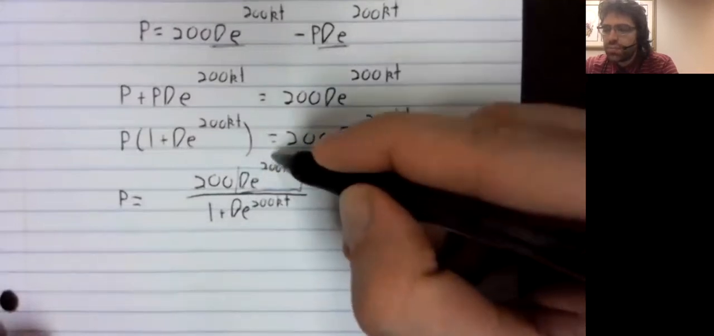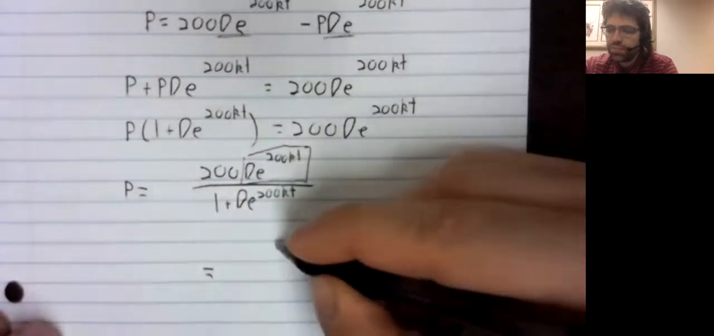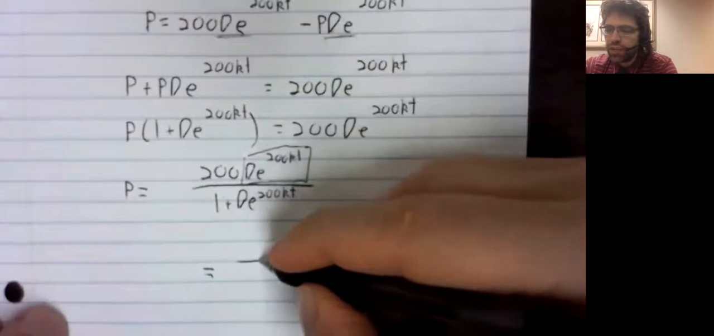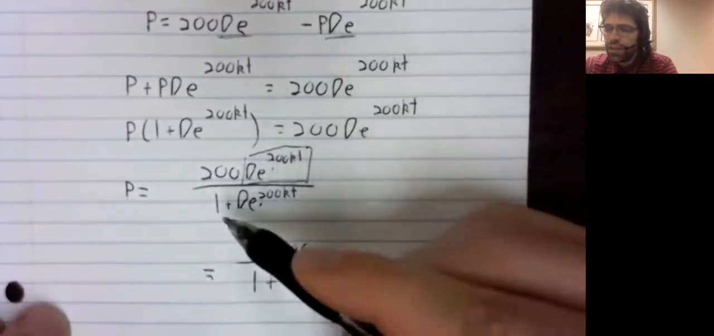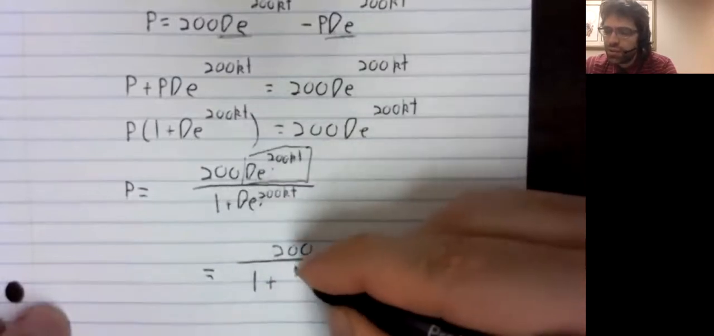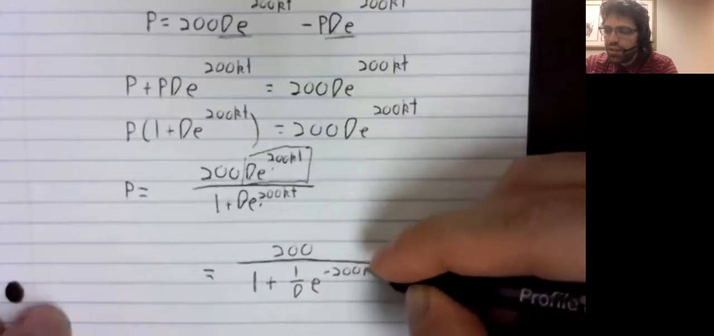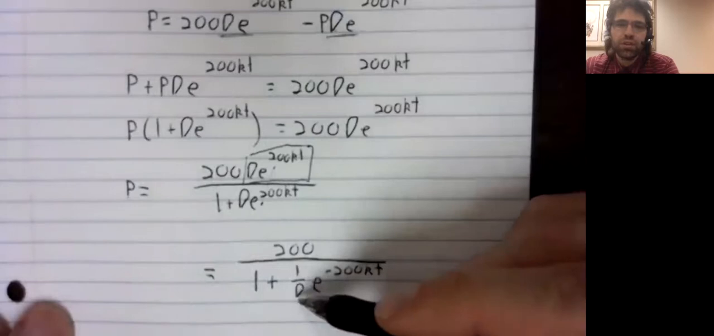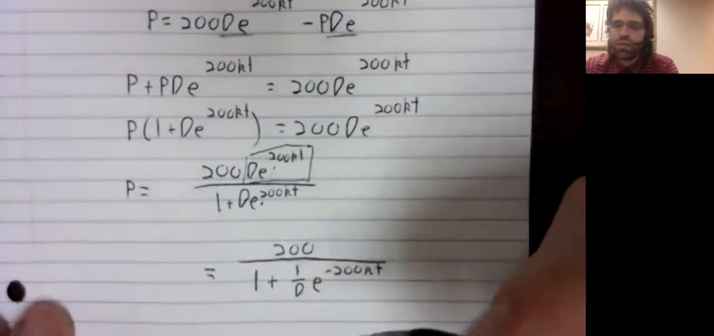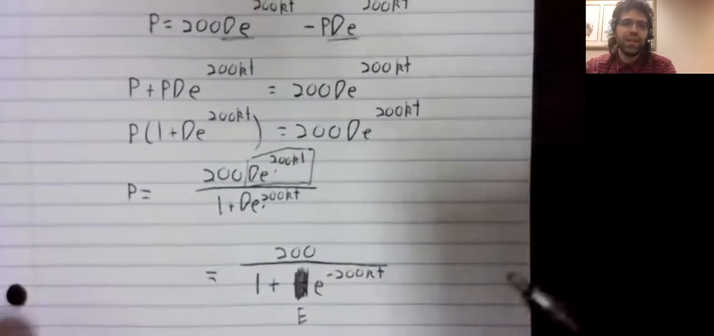this and divide the numerator and the denominator by it. And when we do that, this divided by this is 1. This divided by this gives us a negative 200kT. And our very last little bit of simplification, if D is a positive constant, 1 divided by D is a positive constant. Let's just give it its own name.